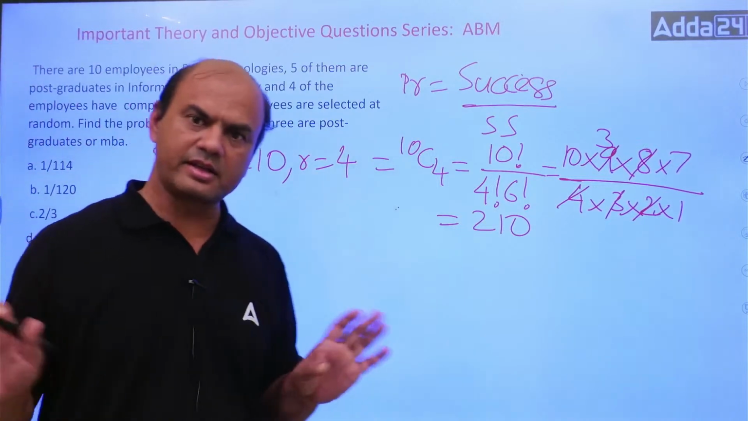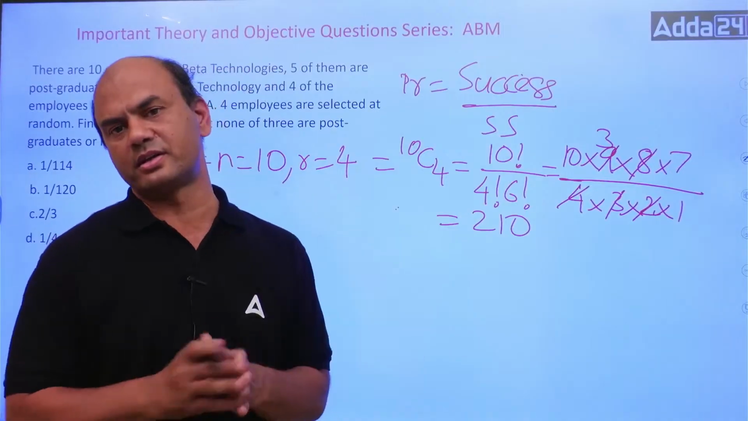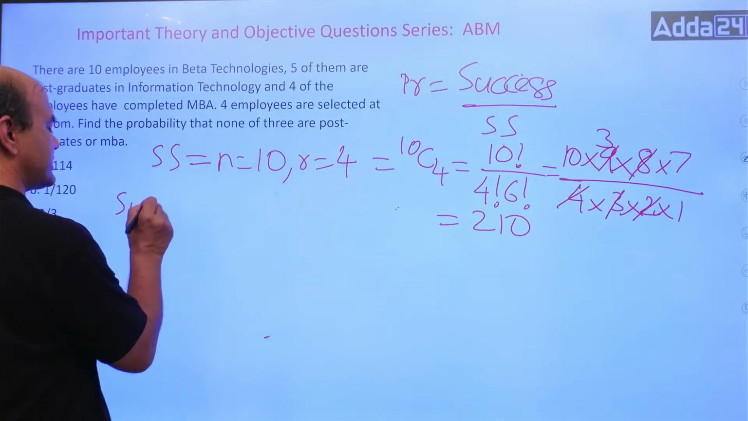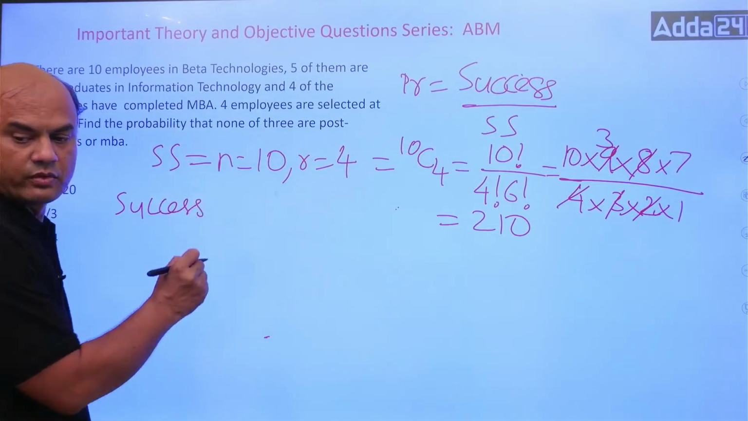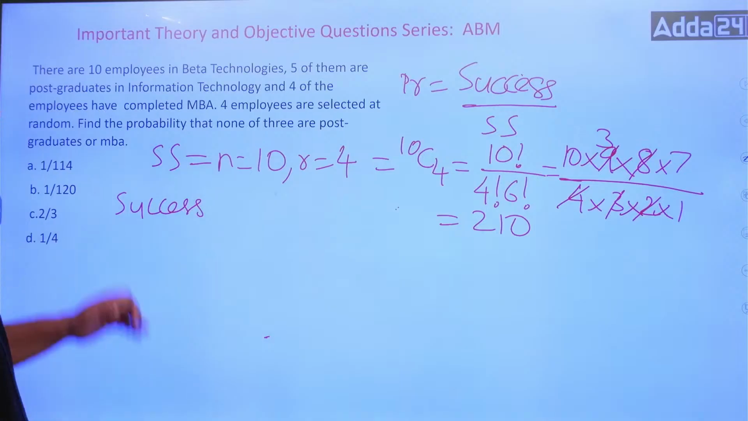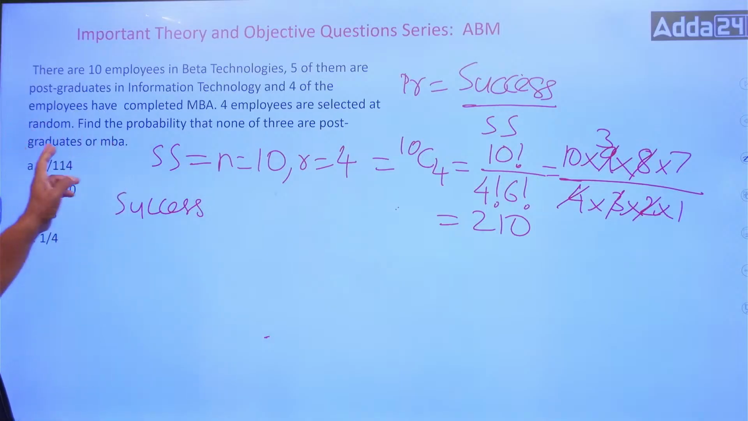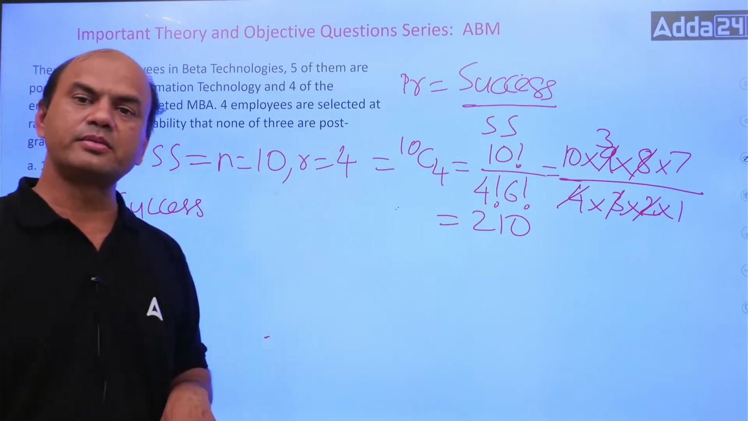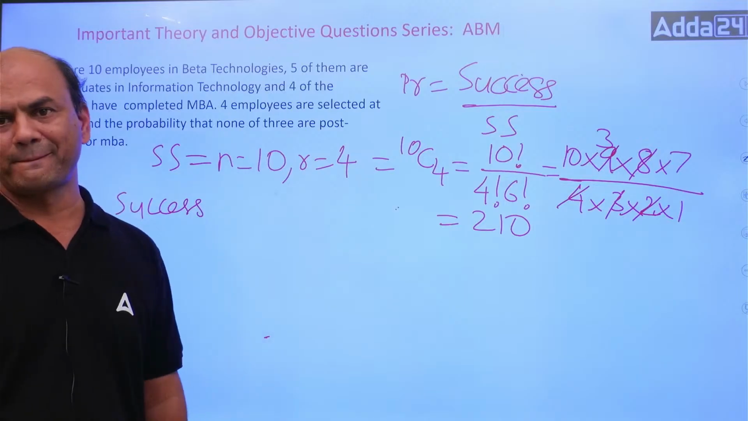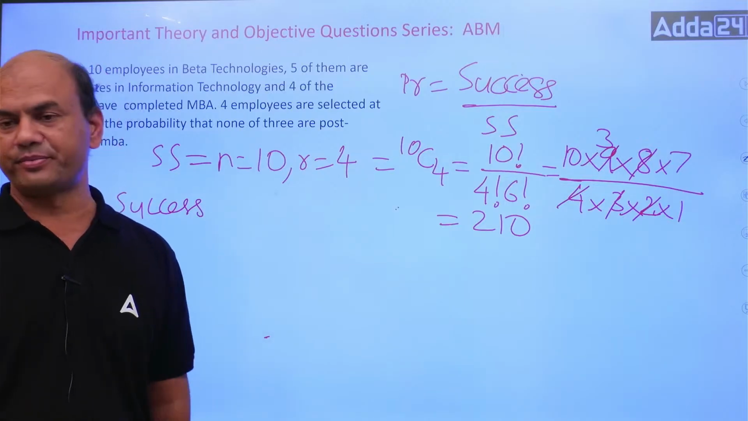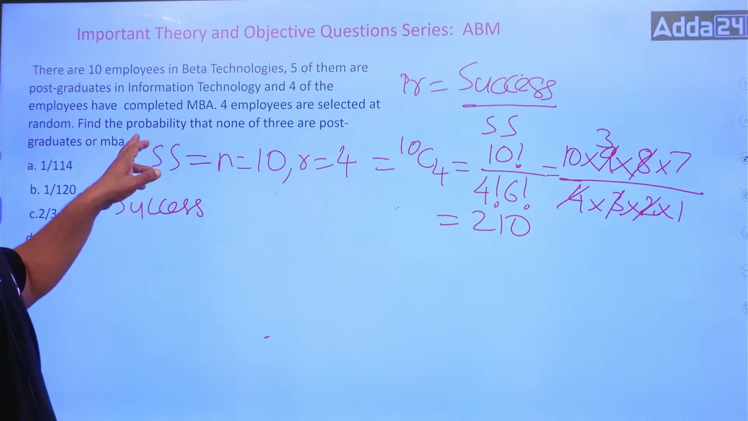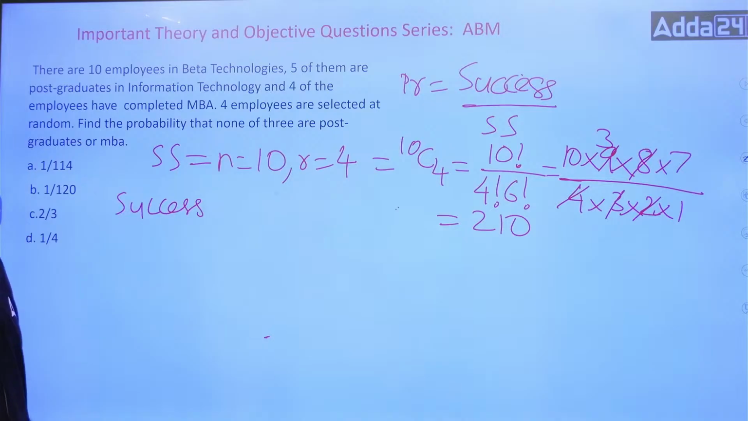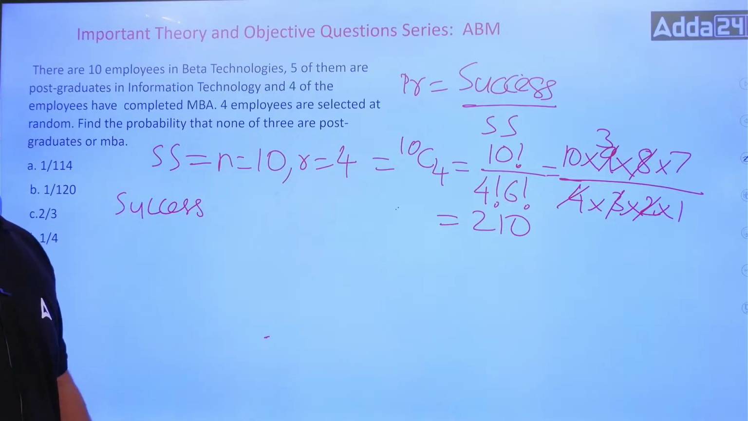Right? Getting this clear? The numerator is difficult. Success. What do you want as success? You want a negative success over here. It means you don't want PG, you don't want MBA also. For that, what do you want to do? You'll have to first find out PG and MBA. Find the probability that none of the 3 are postgraduates or MBAs. They are not PGs, they are not MBAs.